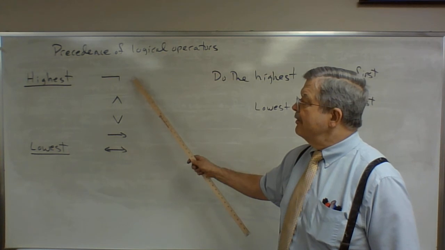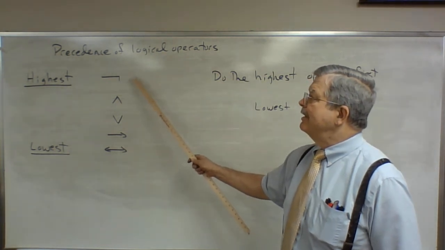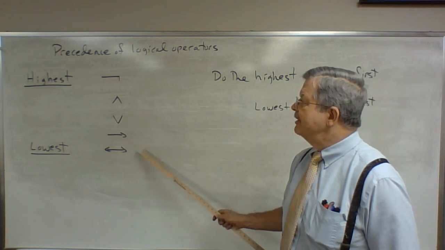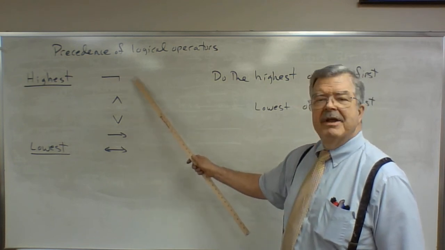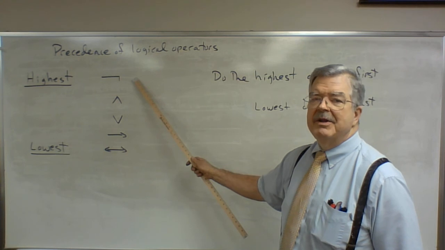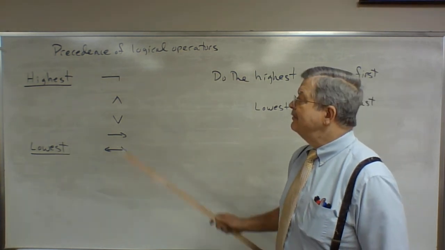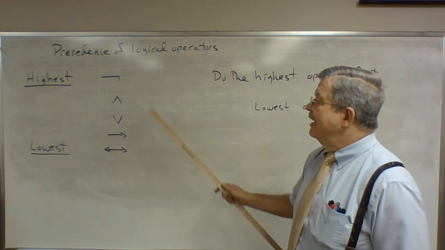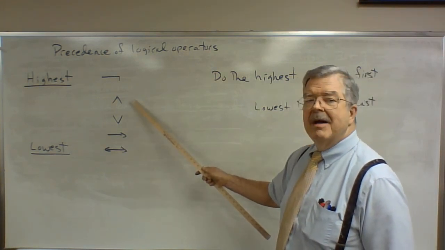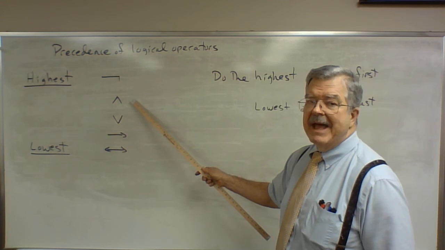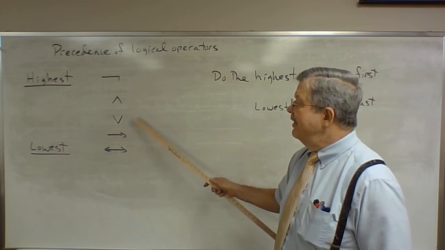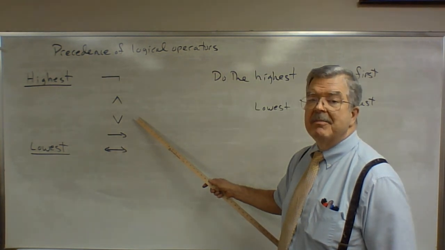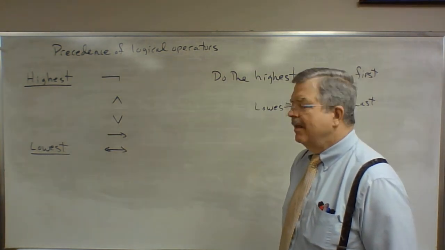Here is the order of the hierarchy, the precedence of logical operators. The operators with the highest priority we do first. So if there's a negation operator present, we do it first. Next, if there's an and operator or conjunction, we do that next. Then, if there are any disjunction or operators, we do them next.